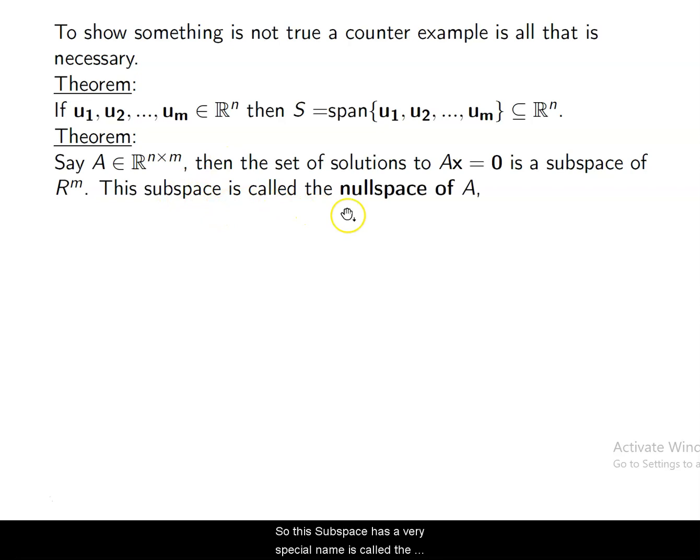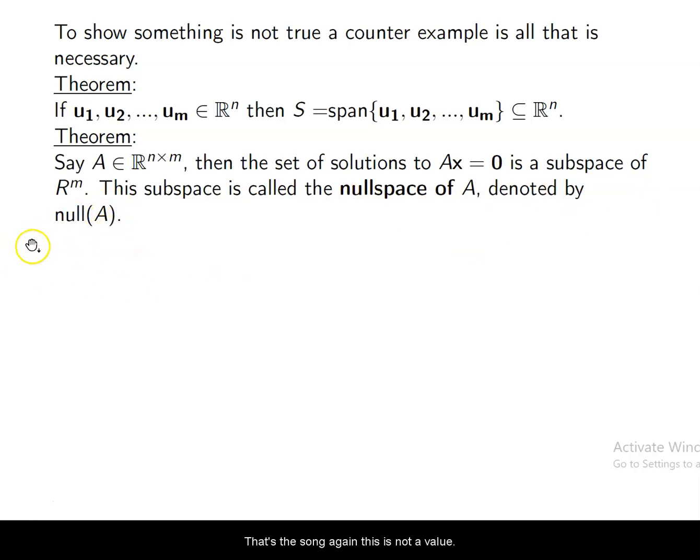So this subspace has a very special name. It's called the null space of A. You will hear this term very often for the remainder of the course. It's an important subspace. There's a couple of important ones, and this is one of them. We call the null space of A null of A. Again, this is not a value. This is a space, right? Like R2 is a space. R3 is a space, right? This is a subspace of a system of equations.